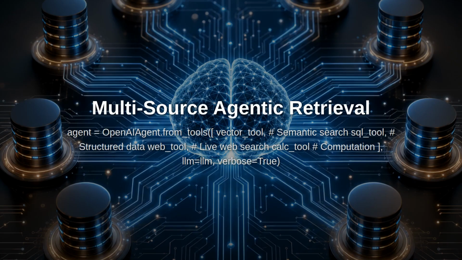The real power of Agentic RAG is multi-source retrieval. Instead of one vector database, your agent can choose between semantic search, SQL databases for structured data, live web search for recent information, and even computation tools. The LLM decides which source fits the query best. This is why Agentic RAG outperforms static retrieval on complex enterprise questions that span structured and unstructured data.